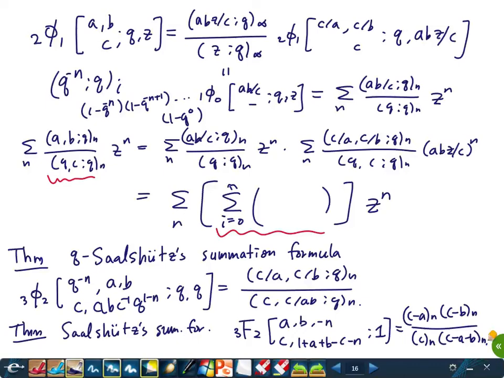So the identities that I told you today: q-binomial is for 1 phi 0, q-Vandermonde for 2 phi 1, and q-Saalschütz for 3 phi 2. These are the simplest identities in hypergeometry. There are more and more identities, but they are quite complicated. There is a summation formula for 4 phi 3 and even 6 phi 5 and things like that. They get more and more complicated, but the idea is quite the same. If you practice this, you will prove identities very easily.